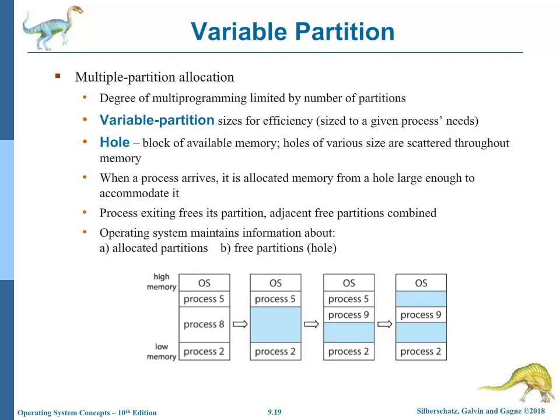When a process arrives, it is allocated memory from a hole large enough to accommodate it. When a process finishes work, it exits, freeing its partition, and the adjacent free partitions are combined. The operating system maintains information about the allocated partitions and the free partitions.